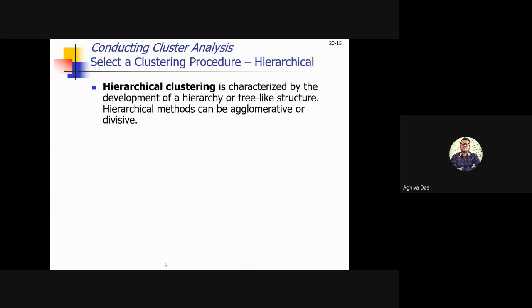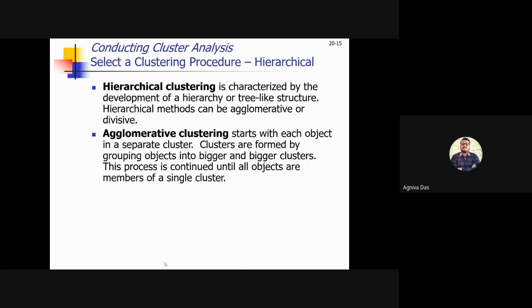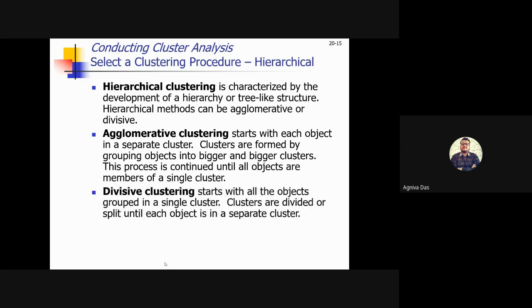Now, hierarchical clustering is characterized by the development of a hierarchy or a tree-like structure, right? They can be agglomerative or divisive both. Now, agglomerative clustering, when does it start? It starts with each object in a separate cluster. The clusters are formed by grouping objects into bigger and bigger clusters, and this is continued until all subjects are members of a single cluster. So, as I said before, it starts by assuming that everybody is a separate cluster, and then you're grouping them into bigger and bigger clusters, and this is done until all objects are in a single cluster, right?